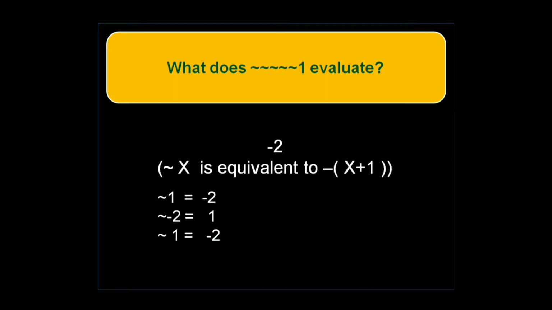So for the first tilde 1, you get -2. Now when you do tilde of -2, that is -2 plus 1, you get -1. So -1 gives you +1. Right? So that way you go ahead 5 times and you'll end up with -2. Alright, let's move ahead. Third one.